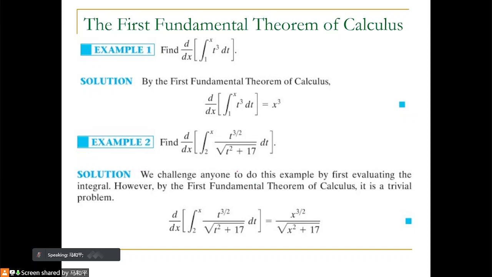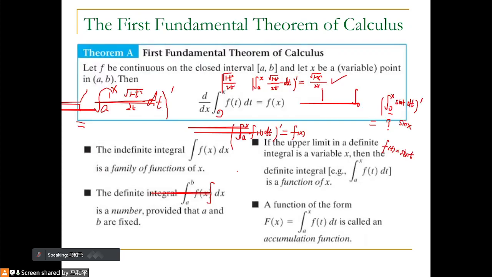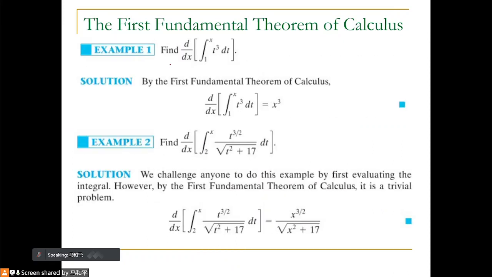And example 1, example 2. Because at the beginning of our class we explained the first fundamental theorem of calculus, I think it's easy for you to understand example 1. This is to find d/dx of the integral from 1 to x of t cubed dt. So a is 1, the upper limit is x, and the integrand is t cubed. So the derivative is x cubed.